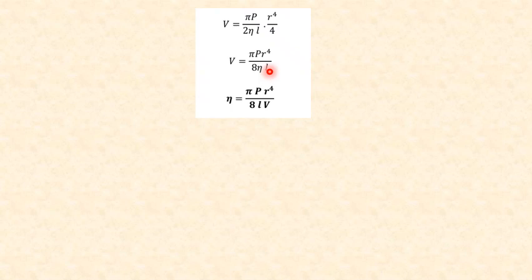We are calculating the coefficient of viscosity, so take neta equal to pi p r to the power 4 by 8 L V, where r is the radius of the capillary tube, L is the length of the capillary tube, P is the pressure difference between the two ends of the capillary tube, and by knowing V, which is the volume of liquid flowing through the capillary tube, we can easily calculate neta, that is, the coefficient of viscosity for a given liquid.